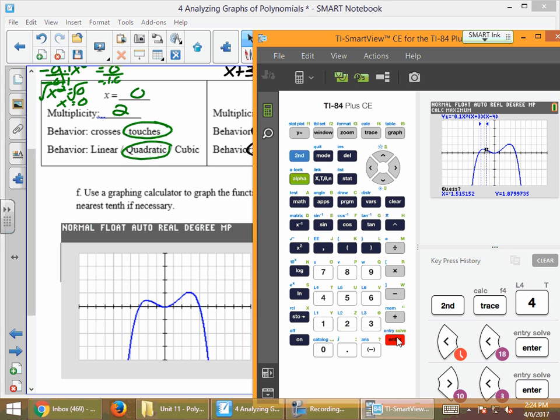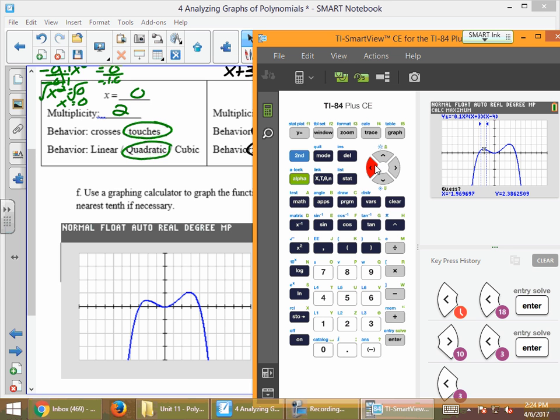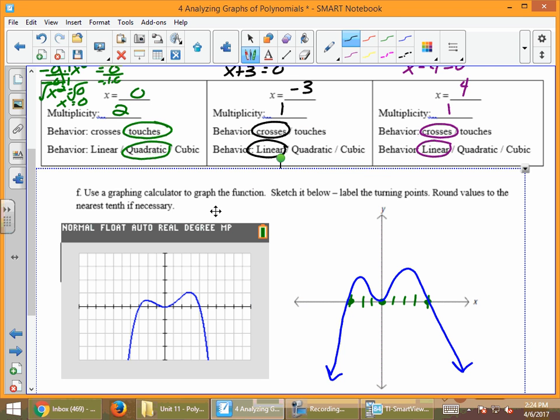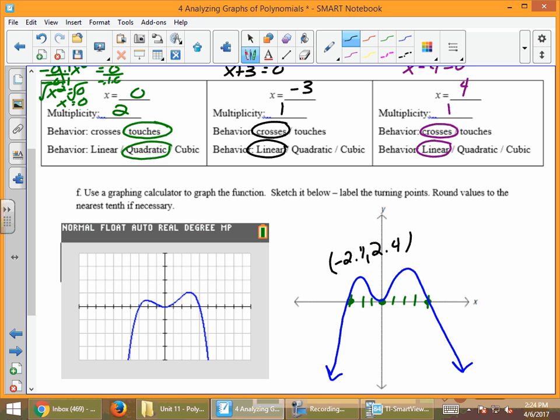And then the guess, you just go in between where those arrows are, or where you think the turning point is, and hit enter. Should you get about that? That's okay. Sometimes we get decimals. So then that's what we're going to label. So we're going to label it negative 2.1 and 2.4. That is our first turning point.